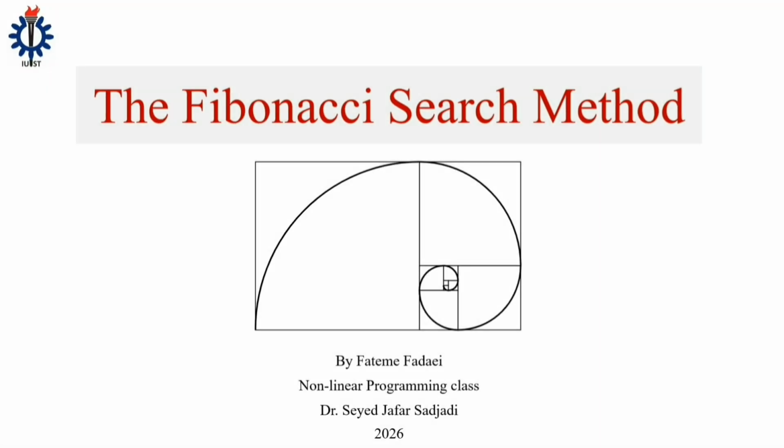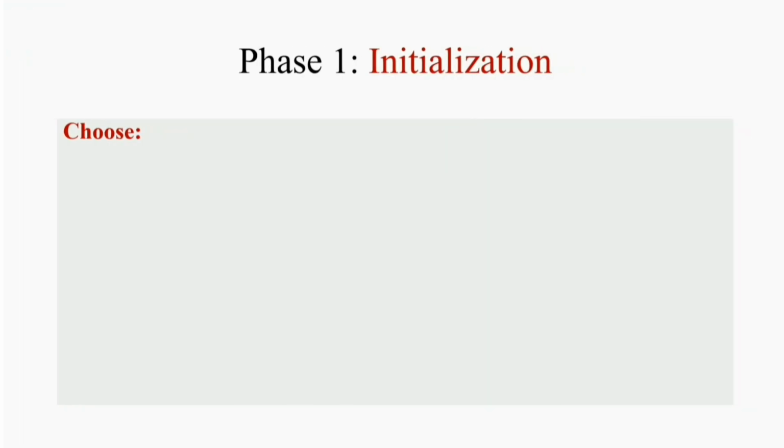In this video, the Fibonacci search method is explained. The Fibonacci search method is a 1D optimization method for finding the minimum of a unimodal function on a closed interval, without using derivatives. The core idea is that instead of splitting the interval in half, like bisection, it splits it using Fibonacci ratios. This guarantees the smallest possible final uncertainty for a fixed number of function evaluations.